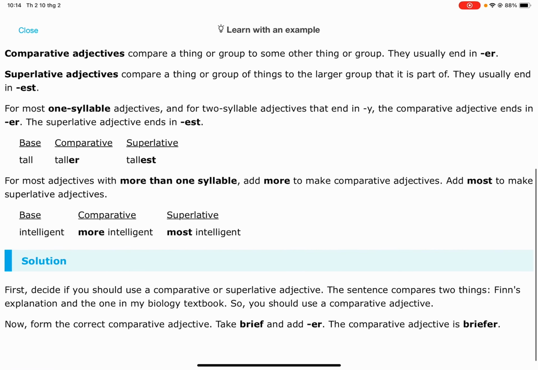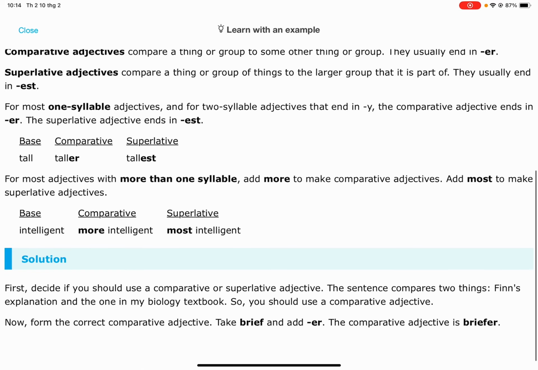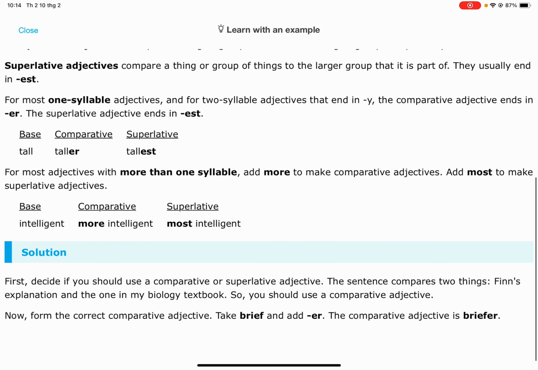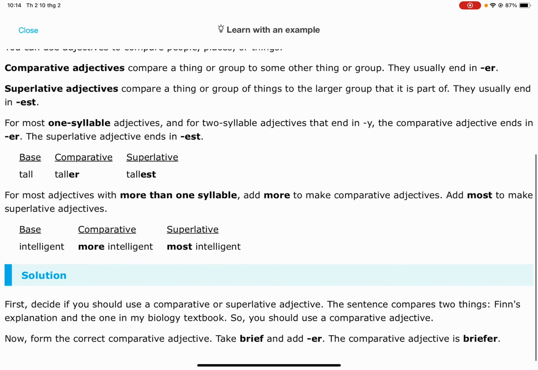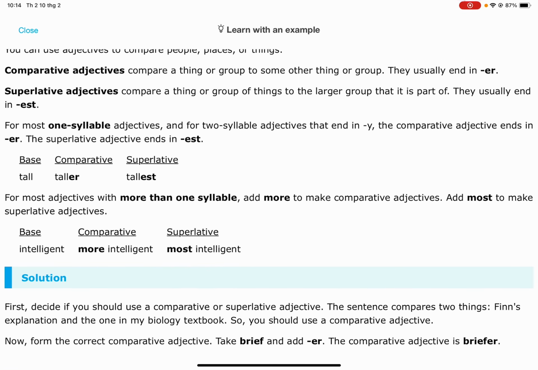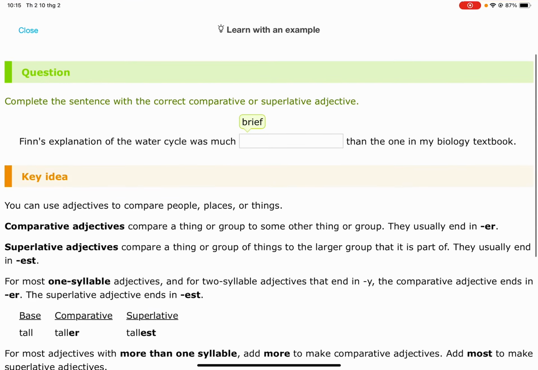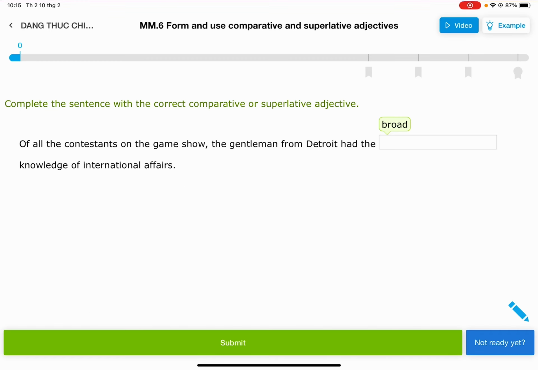But for most adjective with more than one syllable, add more to make comparative adjective and add most to make superlative adjective. Wait, I thought it was more than two syllable. Oh, for two syllable adjective that end in y. Only two syllable that end in y can add er, or you have to add more. So that's the difference. So now let's practice.